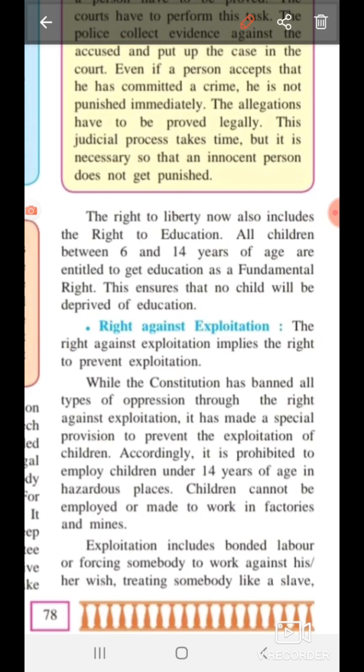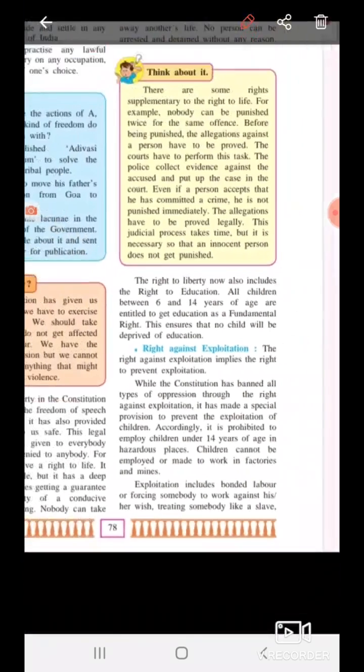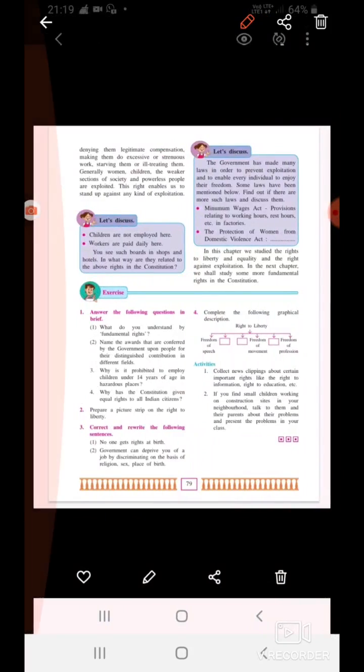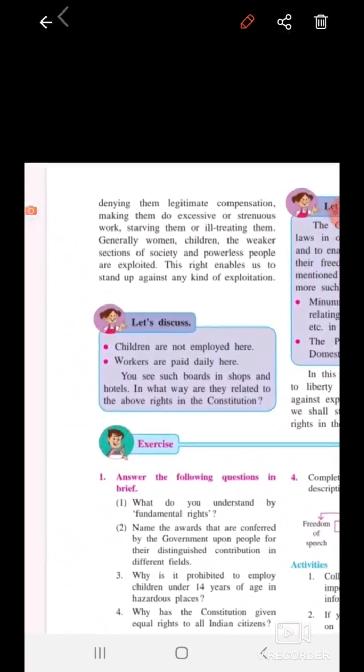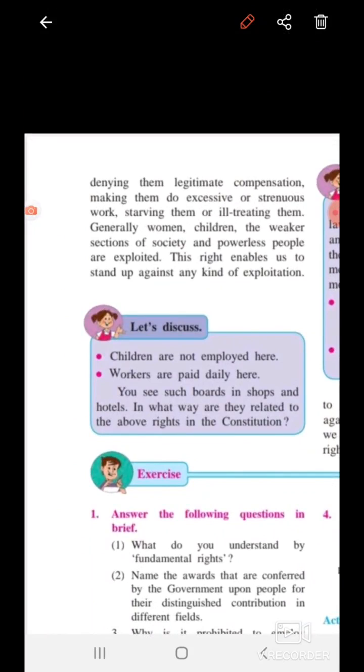Exploitation includes that of bonded labor, or forcing someone to work against his or her wish and treating somebody like a slave. Bonded labor means what? Means he's been treated like a slave and he's compelled to work 24 hours for his owner. Thus, we cannot make anyone work like a slave and deny his basic necessities and make him work very hard and starve him or do any ill treatment towards that particular person.